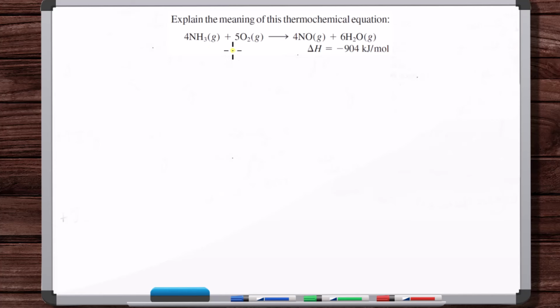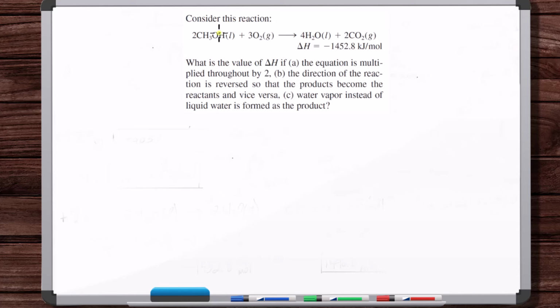And in later chapters, we're going to see why it's defined this way. So let's take a look at the next problem and you'll get a better sense of the idea of this. Consider this reaction. What is the value of delta H if the equation is multiplied throughout by 2? We know that if we multiply an entire chemical equation by a constant, then you multiply the delta H by that constant.